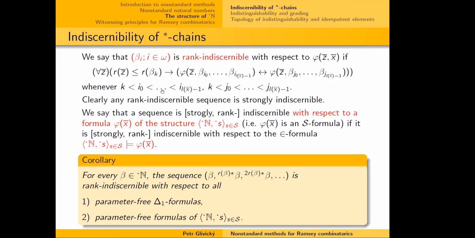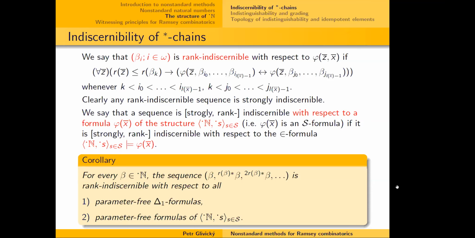And this property follows from the previous proposition. So we have the corollary, which says that this sequence of the star betas is actually rank indiscernible, and therefore also strongly indiscernible and indiscernible with respect to all parameter-free delta 1 formulas, and also with respect to all parameter-free formulas of the structure .n, because all of these can be rewritten as delta 1 formulas. All right, so this is indiscernibility.